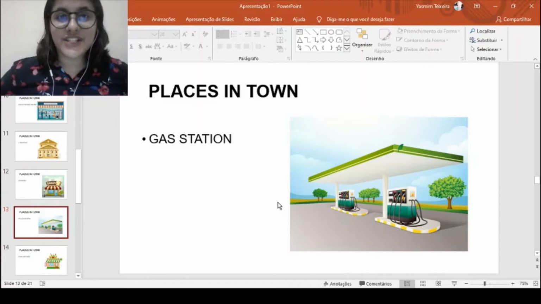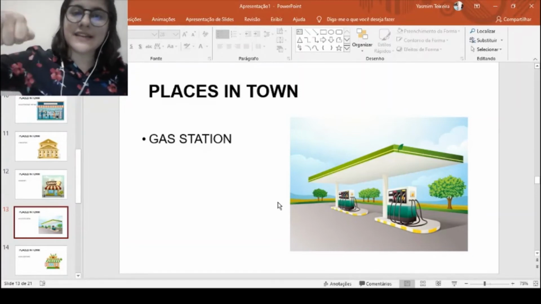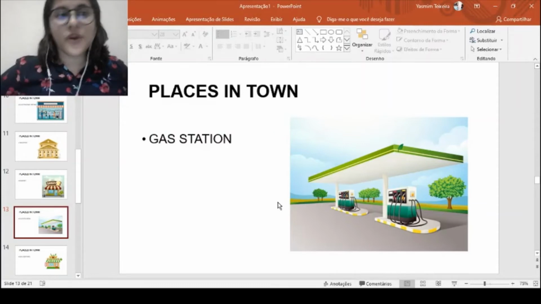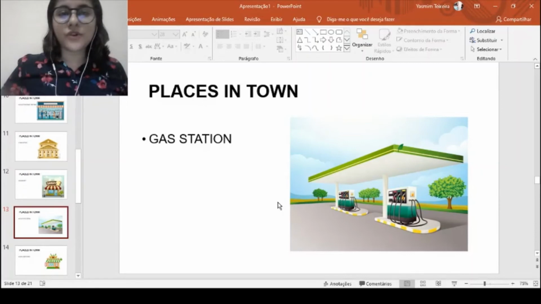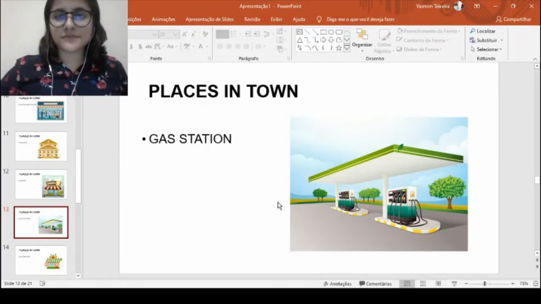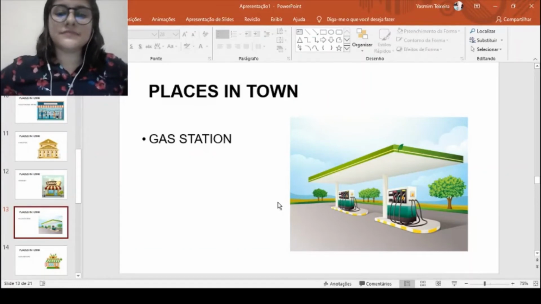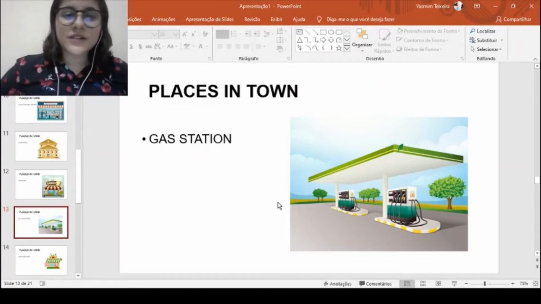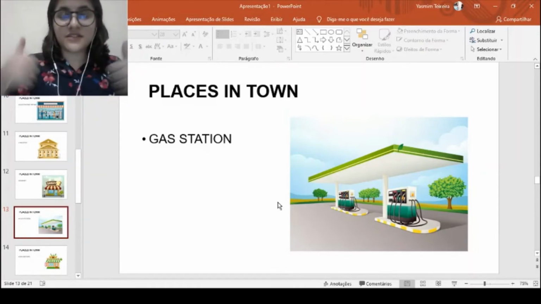Gas station. Let's repeat. Gas station. This is the place where you put gas in a car. If your mom or dad has a car, they need to go to a gas station to put gas in the car. Do you know some gas station in your town? Yes or no?